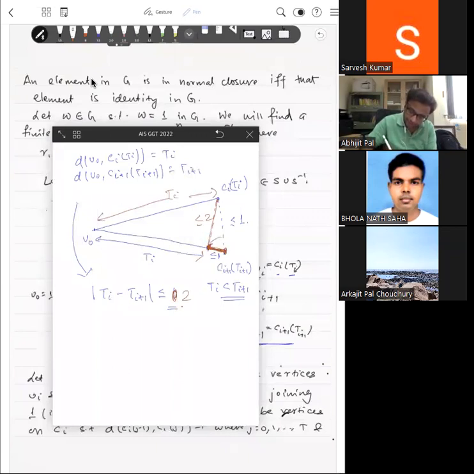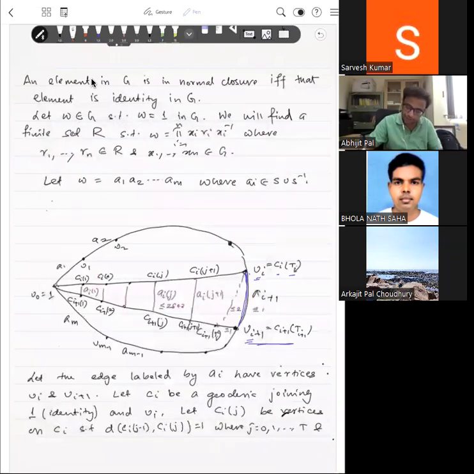Correct. The previous one was correct. I mean, this modulus of Ti minus Ti plus 1 is less than 1. That was correct. Sorry. Yes. Thank you for correcting. So this part is correct, so this is less than or equal to 1. Therefore, the distance between Ci Ti and Ci plus 1 Ti is at most 2. Okay, so that part I have written here.